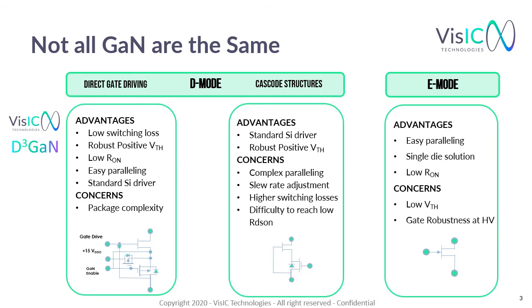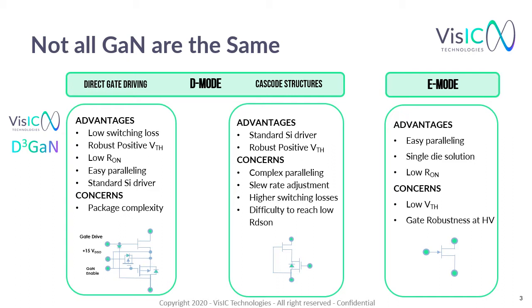When looking at the available GaN products in the market, it is possible to classify them into two base technologies, E-mode and D-mode, with each having their own advantages and fields of excellence. E-mode devices have a simple single-die configuration and are similar to silicon MOSFETs for paralleling. The D-mode devices, on the other hand, can be separated into two additional groups, the well-known cascode structure with a standard silicon gate drive and the direct gate driving topologies.